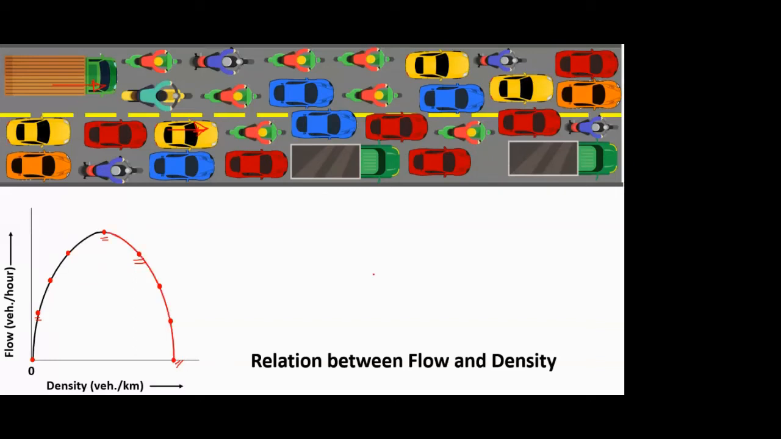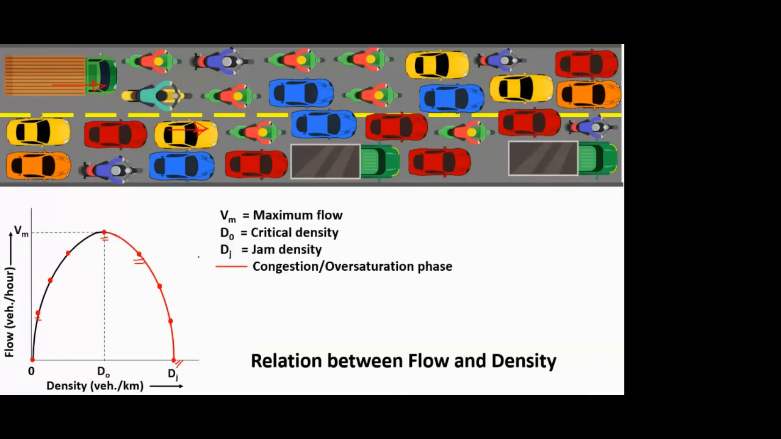So again, if I join, I'll get a curve. Again, it will be sort of a parabolic one. It will have two phases, the black one, which is the normal phase, and the red one is the congestion or the oversaturation phase. Okay.